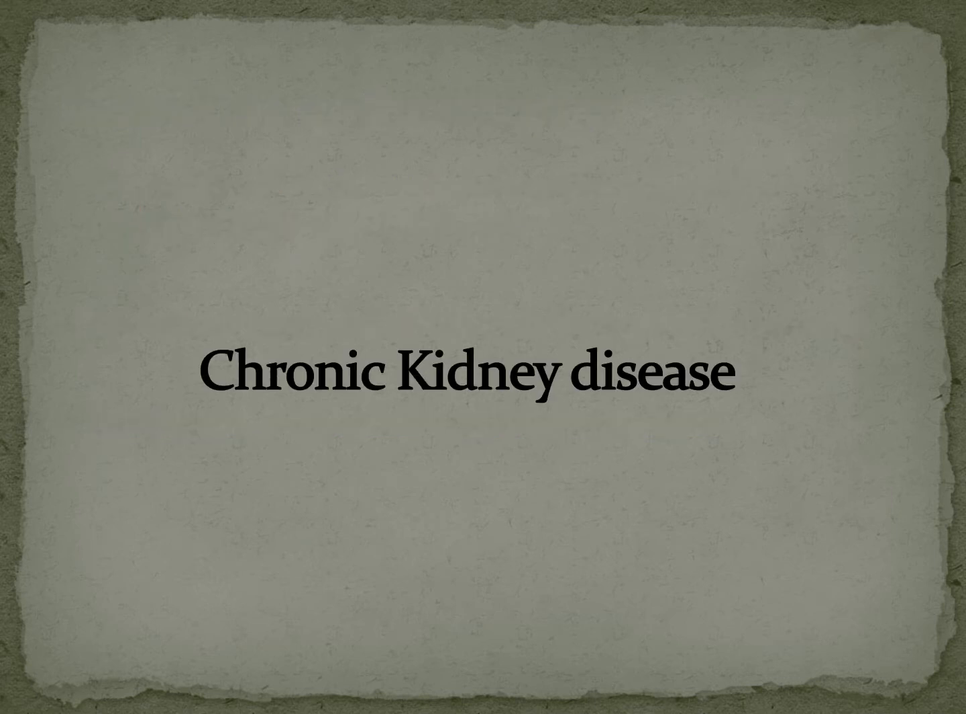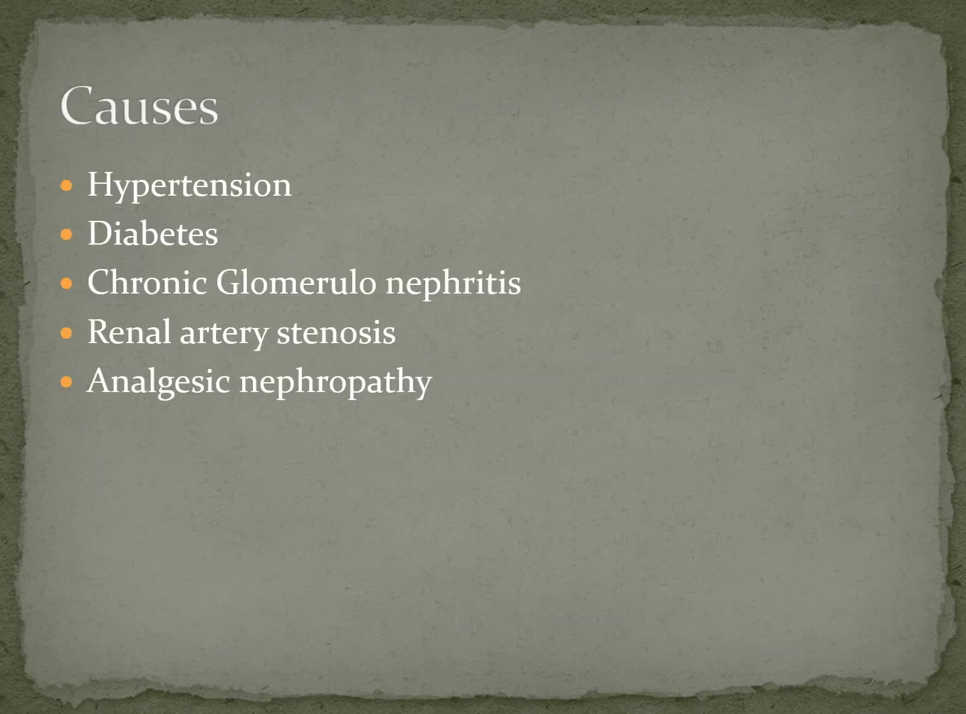So going through chronic kidney disease, that means chronic renal failure, what are the causes? The causes are hypertension, where the BP will be high, diabetes, chronic glomerulonephritis, renal artery stenosis, and analgesic nephropathy. With hypertension, the patient has to regulate the salt intake, because increased salt will increase the BP and also susceptibility to infection.